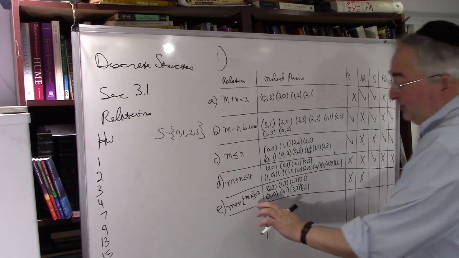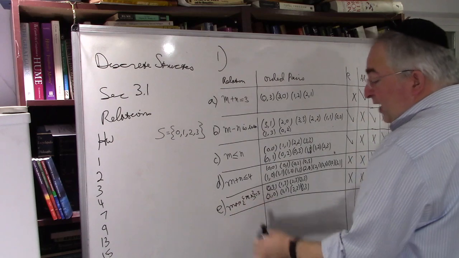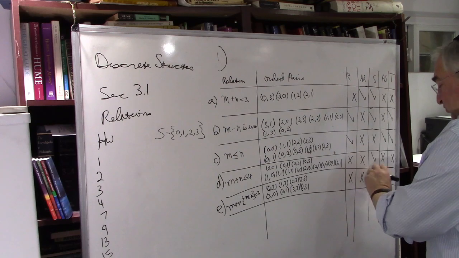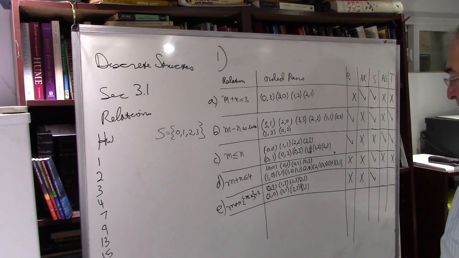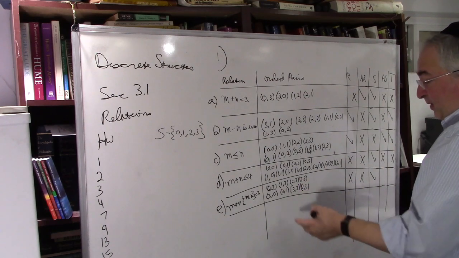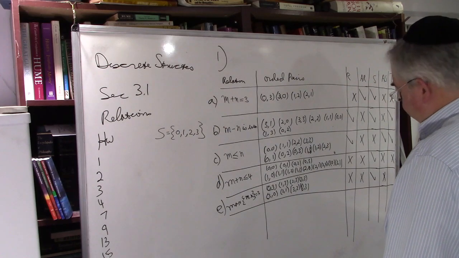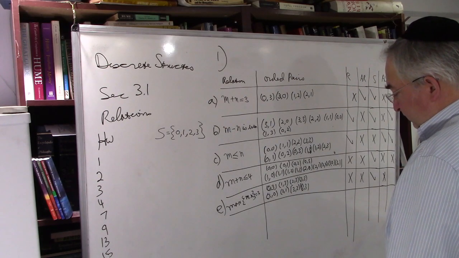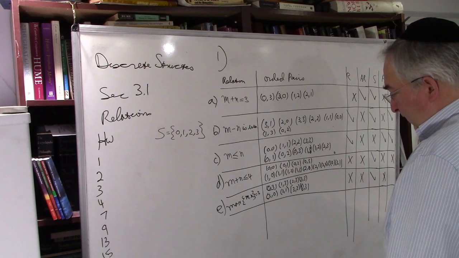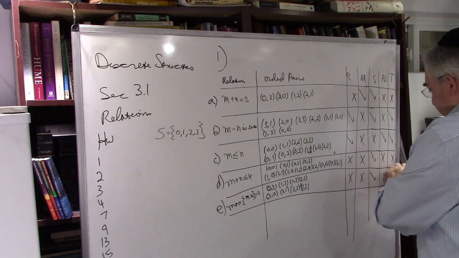Is it symmetric? Yes, because the maximum of m and n, it doesn't matter how you put them in, is the same as the maximum of n comma m. So yes, it is symmetric. It's not anti-symmetric. 2, 3 is in there, 3, 2 is in there, but 2 is not equal to 3, so it's not. Is it transitive? No, it's not. 1, 3 is in there, 3, 1 is in there, but 1, 1 is not in there, so it's not transitive.